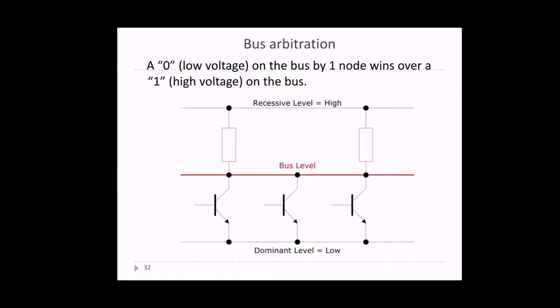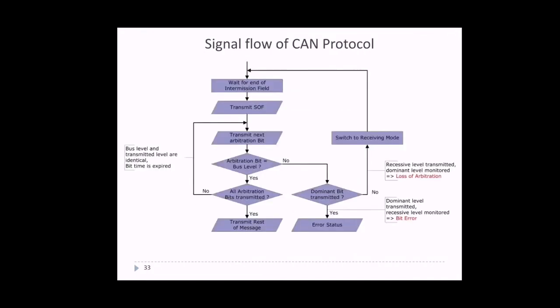Those are the two reasons. So in bus arbitration, a 0 is a low voltage on the bus by one node, which wins over a high voltage on the other. So this is the recessive level and this is the dominant level. Compared to this, obviously the dominant level will always win the bus.